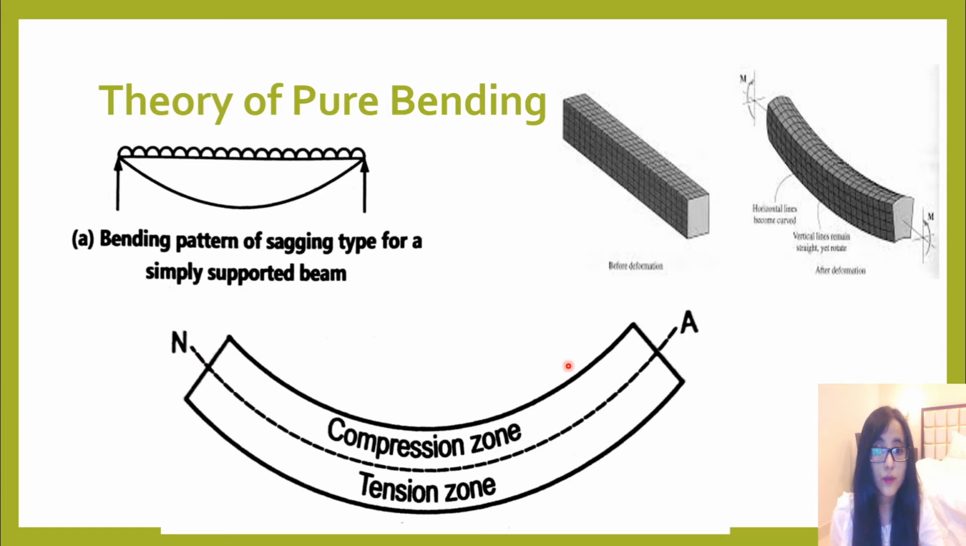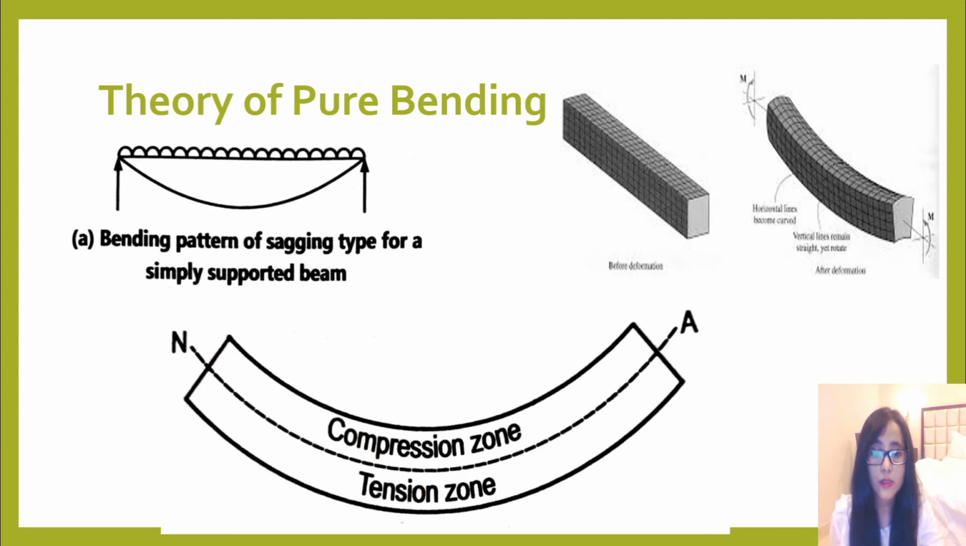Okay, so the centroidal layer which does not undergo any extension or compression is called as a neutral layer or neutral surface. इसको हम neutral layer भी बोल सकते हैं और neutral surface भी बोल सकते हैं. The intersection of the neutral layer with any other normal cross section of the beam is called as neutral axis, right? तो हम इसको neutral axis बोलते हैं.